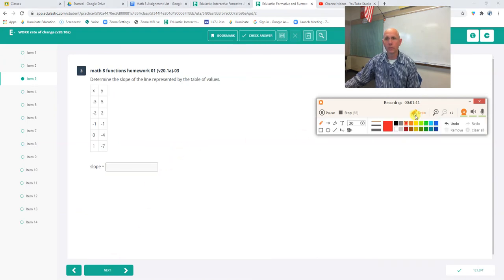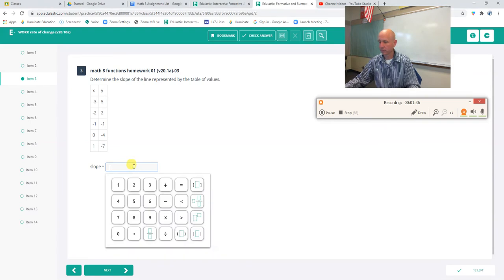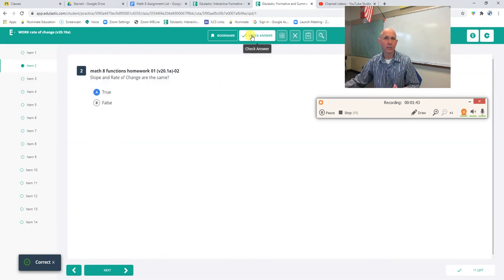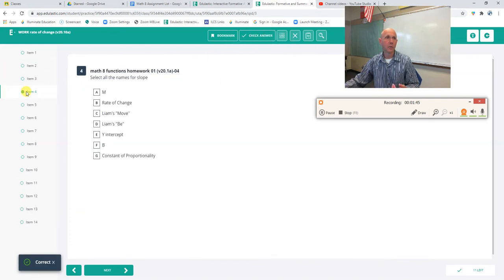Determine the slope. From here to here, it was at -3. Now it's at -2. That means it went up by 1. It was at 5. Now it's at 3. That means it went down 3. This is the rise. This is the run. -3 over 1, which is -3. Checking my answer. That's correct. I did not check the answer over here. Let's check this one. That's correct. Good. On to question 4.